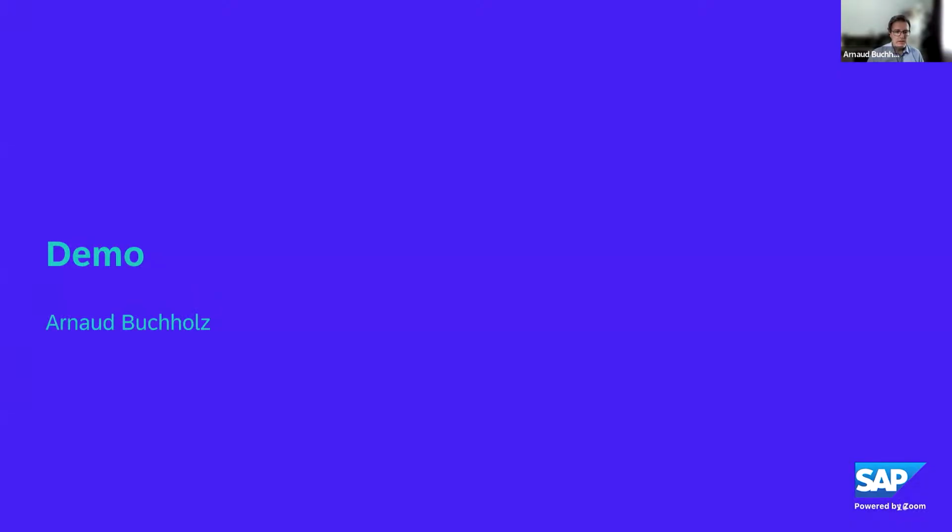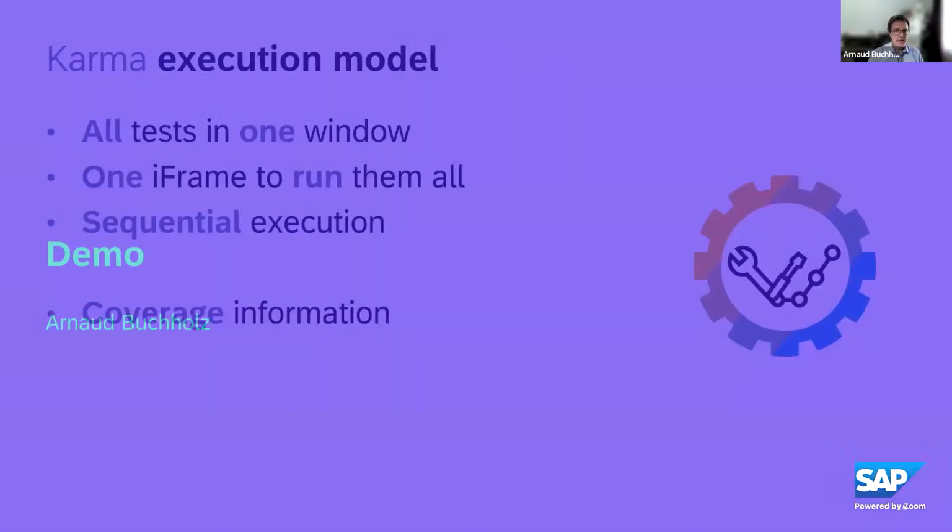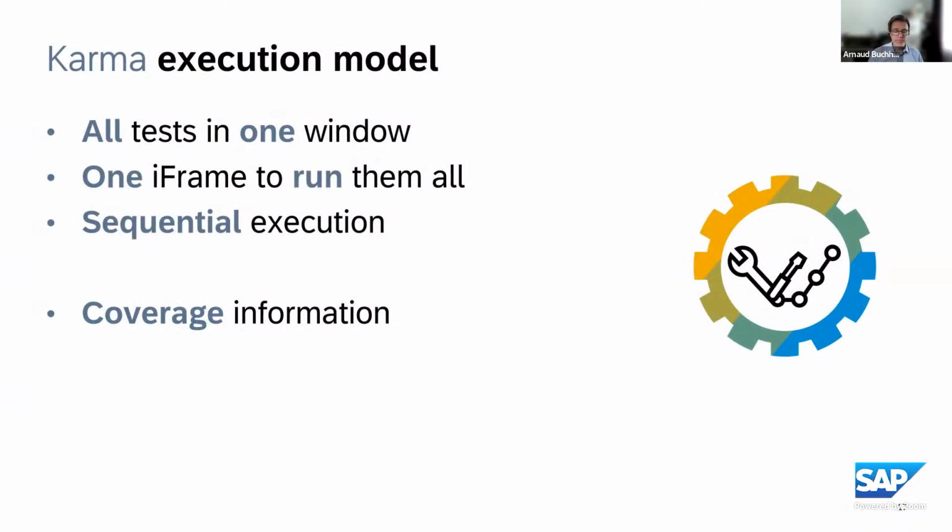So let's go back to the slides. The Karma execution model is pretty simple. We have all the tests contained in the project, which are executed in one window. So even if we didn't see it, there is one browser being executed. And this browser has one window which executes all the tests. And these tests are executed inside one iframe inside this window. You will see why I'm explaining that in the next slide.